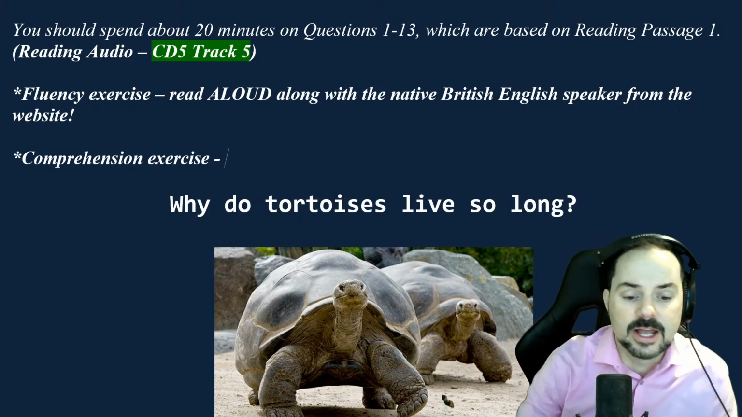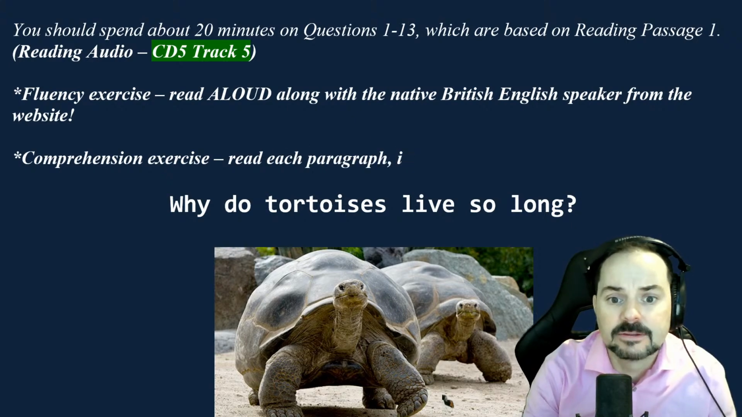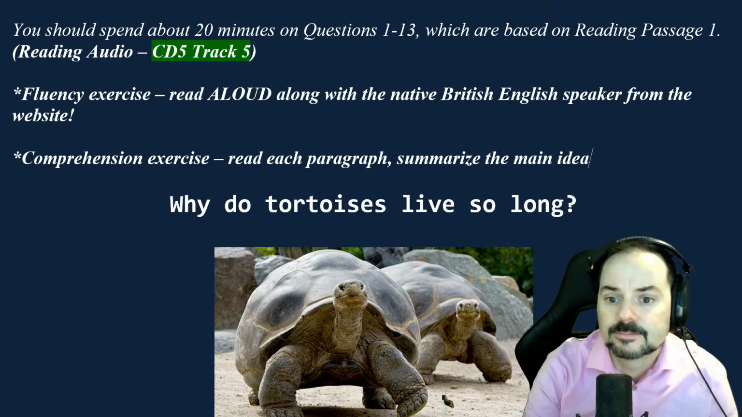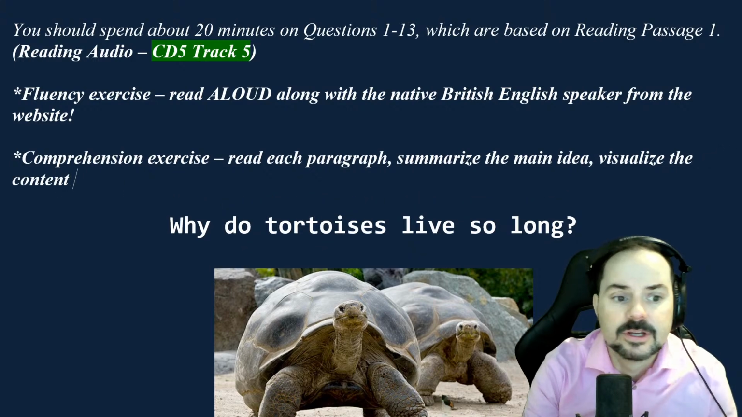Okay, so comprehension exercise. Read each paragraph. Identify or summarize the main idea. And visualize the content by including yourself.